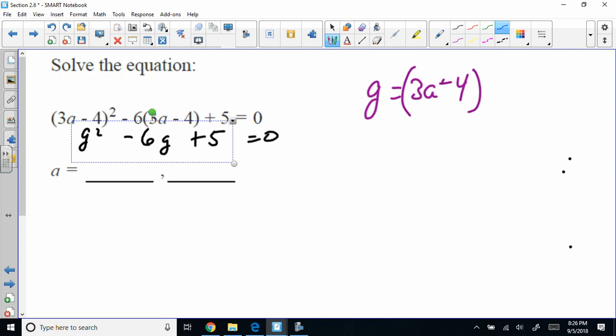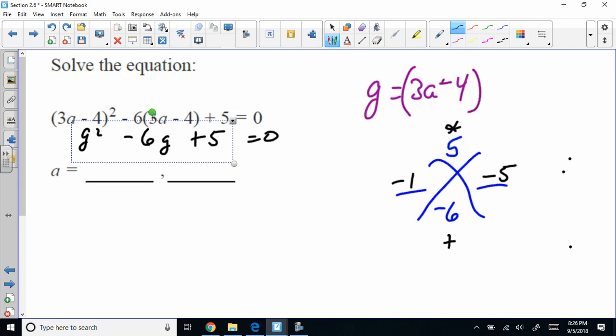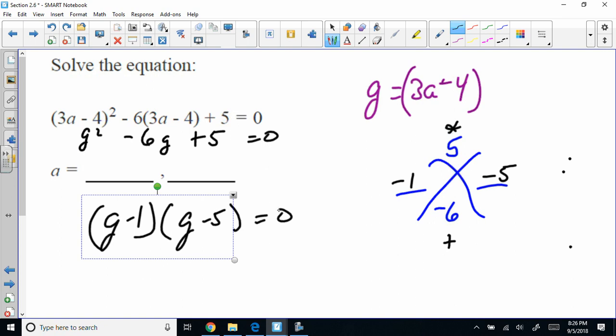So here we go. Are there factors of 5 that, when added together, give you negative 6? Well, of course they are. Negative 1 and negative what? See, if this B down here is negative, but your A times C is positive, then you know you've got two negatives, right? It's got to be like that. So basically what we have, G minus 1 and then G minus 5, right? All equal to 0?